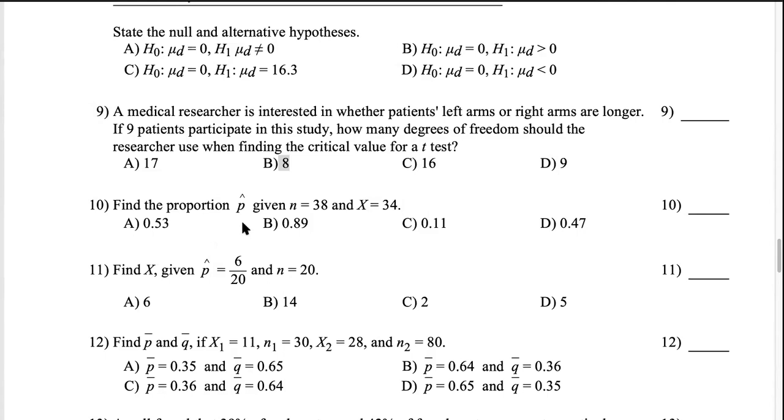For the proportion one, everybody, p hat, right? So you can write down p hat is equal to x divided by n. That's easy, right? So 34 divided by 38, that's the answer. Similarly, p hat is equal to 6 over 20. The formula for those two questions, p hat, is equal to x over n, so how many out of a total n. It's very easy, so I'm not going to cover that.